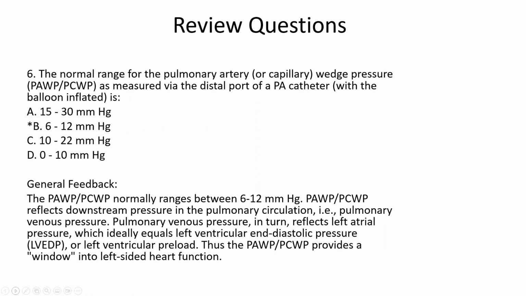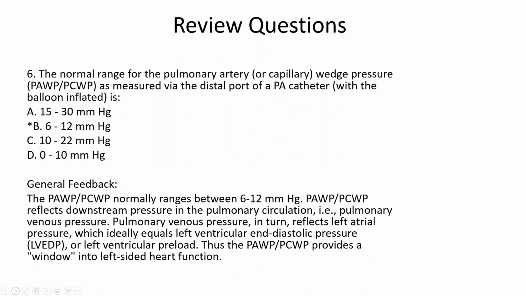The normal range for pulmonary artery or pulmonary capillary wedge pressure, as measured by the distal port of the PA catheter. Remember, the distal port, we're not drawing blood on that, we're measuring now, with the balloon inflated. Again, this is 6 to 12. Some of the books say 5 to 12, a little bit of variation, but NBRC shouldn't mess with you on that. That should be fine if you're close. But you've got to know what the values are.